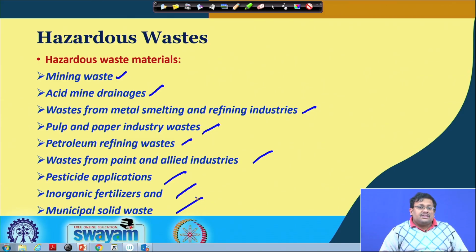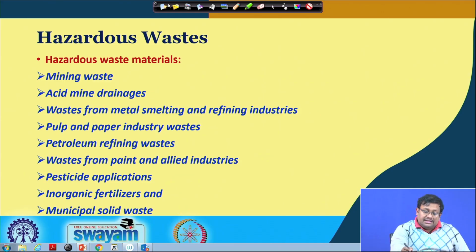Pesticides have several deleterious impacts. So, when it is applied into the environment, it creates some problems. Waste from paints and allied industries are also very important environmental pollutants.